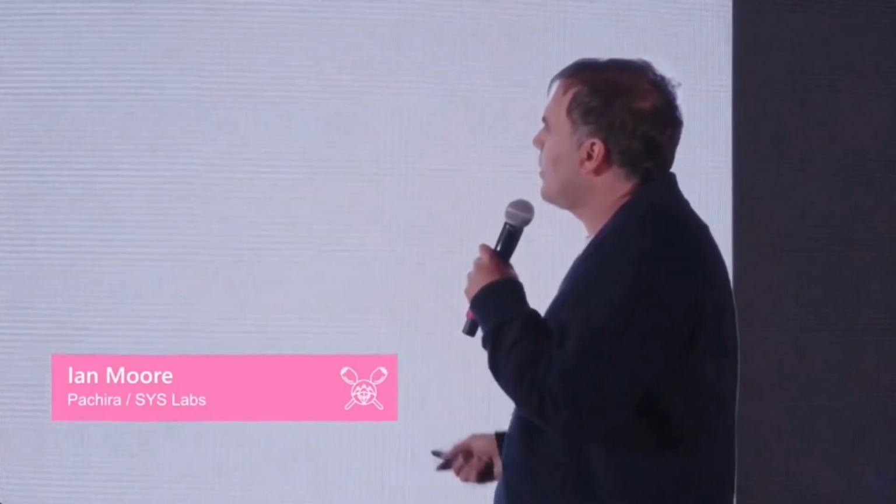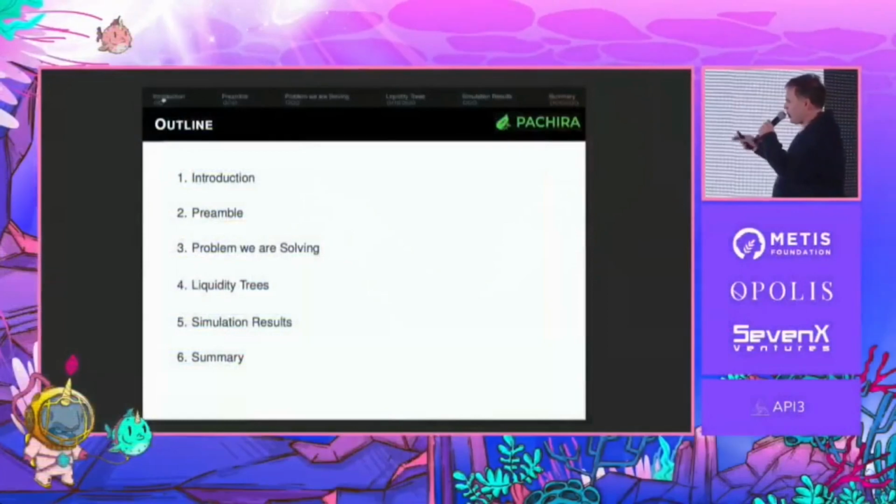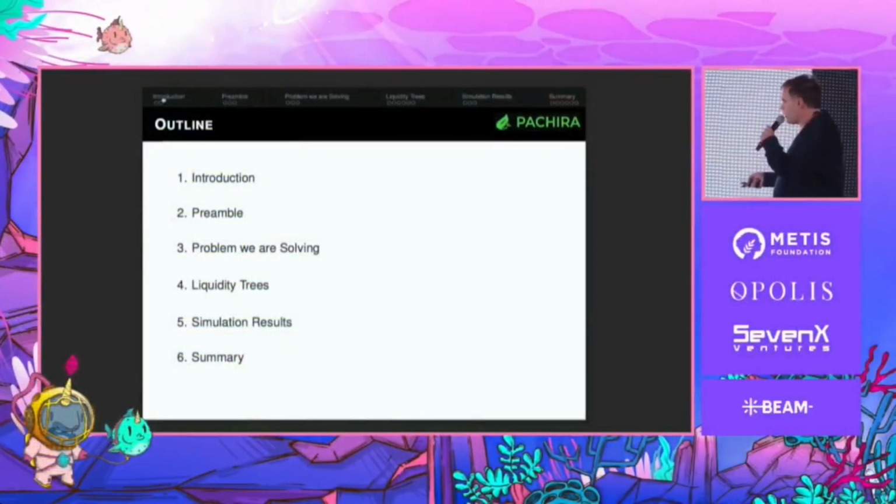So my name is Ian Moore. Today we're going to be talking about liquidity tree protocols with Pachira. We're going to talk about the introduction. Next, we're going to cover a preamble. Then we're going to talk about the problem we are solving. And that problem is going to be solved using liquidity trees. And then we're going to cover the simulation results, followed by the summary.